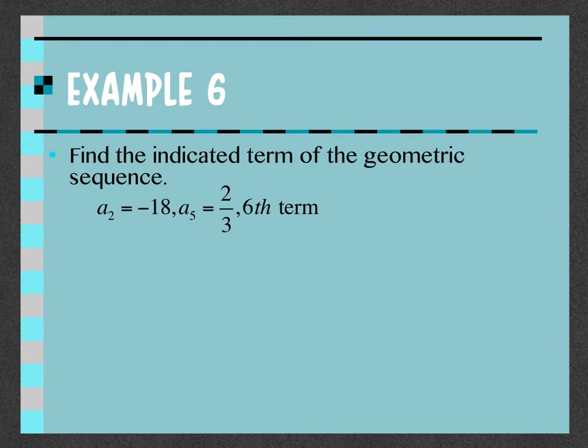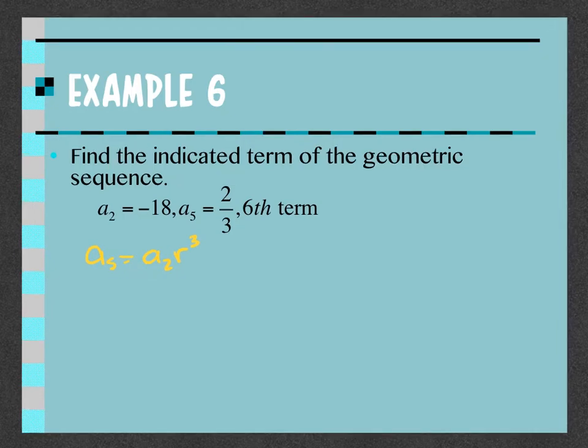All right, 6. Find the indicated term of the geometric sequence. Now look at my terms. I'm going from 2nd to 5th, not 1st to something, right? So if I want to go from 2nd to 5th, I'm going to put the 5 on the left. a sub 5 would equal a sub 2 times r to what power? 3rd. Base and exponent have to add up to the other side. Yes? Yes. Now plug in what you've got.